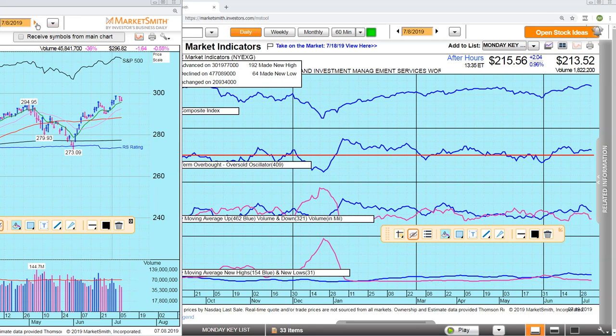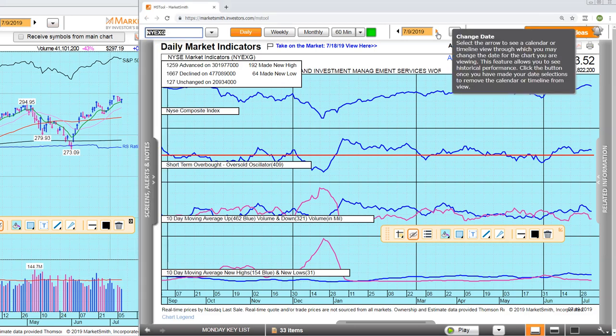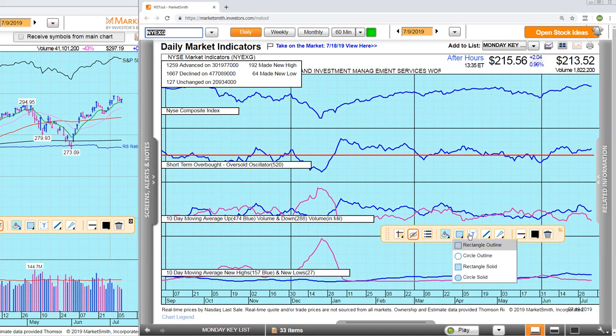Advance this one day. So now we're looking at July 9th. The market fell and closed up, and the up volume picked up a little bit right there. You see the blue line hook up just a bit? That's good. We always study price and volume.